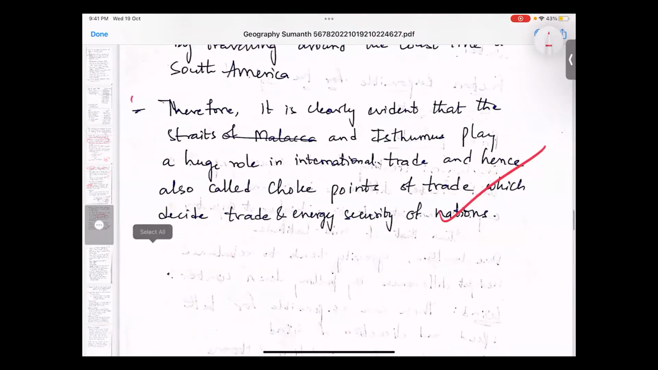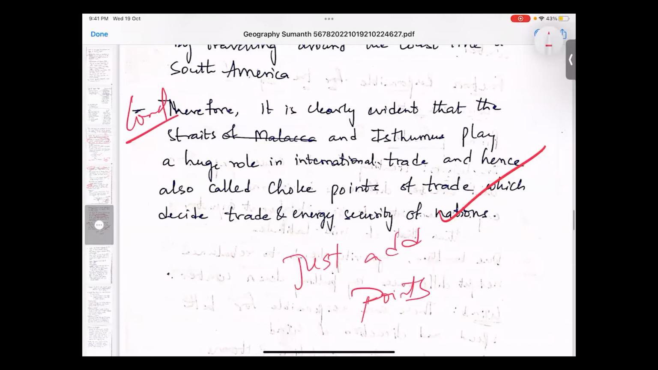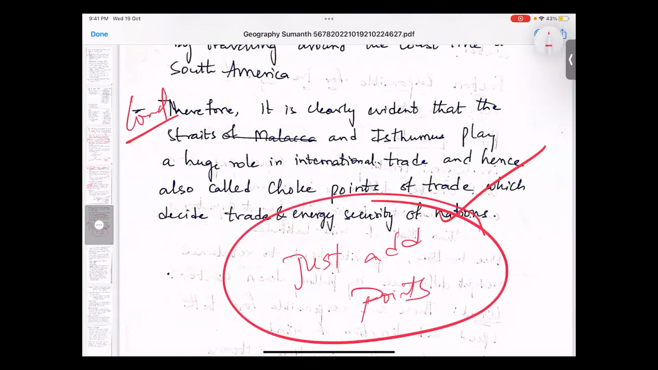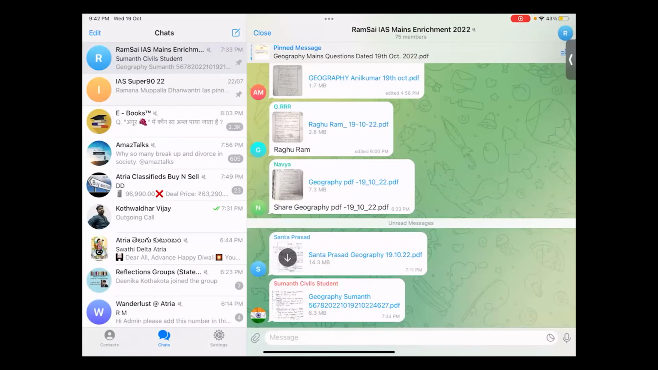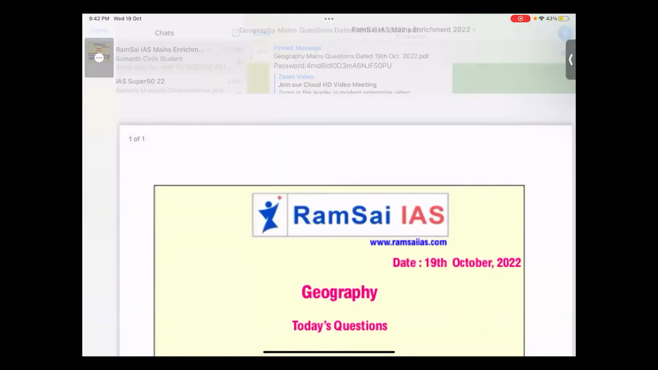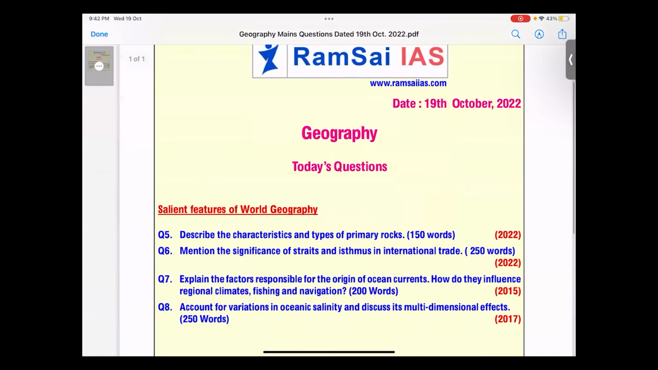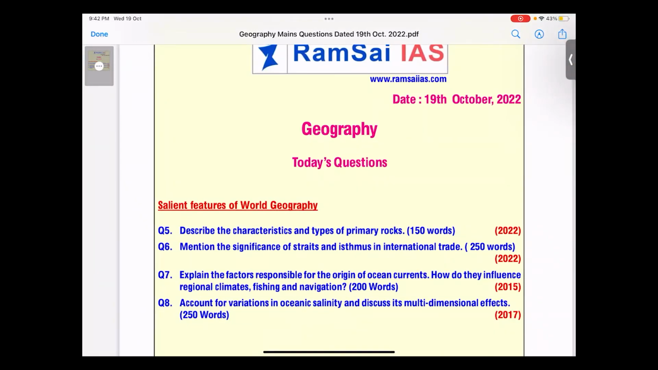Okay, let's get to the conclusion. So just add a few points as we discussed, Suman. In the chat window, Rajni has given a few points. You can see that. Those are the significance of the straits and isthmus. Clear? Yes, sir. But the question was clearly asking about international trade. Would it be okay if we write fishing grounds, aquaculture, and blue economy in that context? Yes, sir.